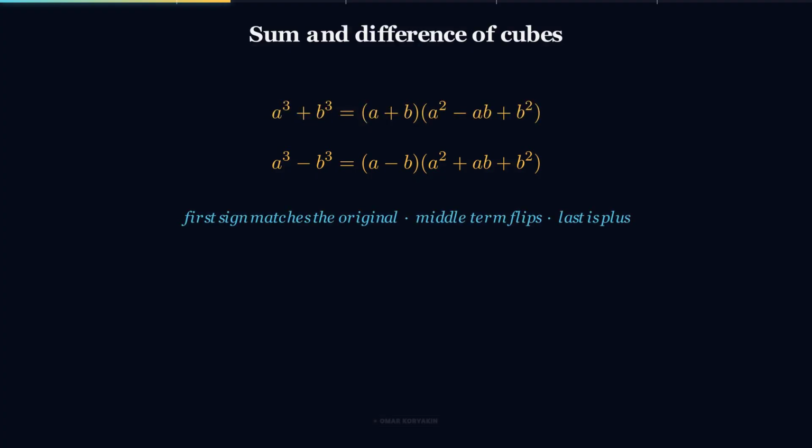In the sum of cubes formula, the binomial inherits the plus sign from the original expression. The middle term of the trinomial flips to a minus, and the last term is plus. 3 signs in the factored form: plus, minus, plus. In the difference of cubes formula, the binomial keeps the minus sign from the original. The middle term of the trinomial flips to a plus, and the last term stays plus. 3 signs in the factored form: minus, plus, plus.